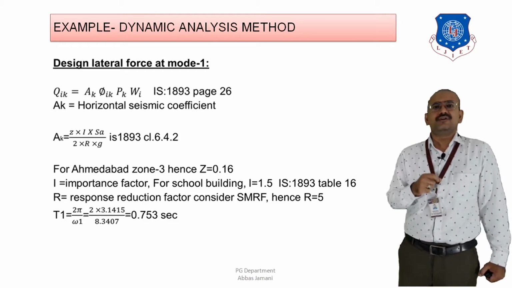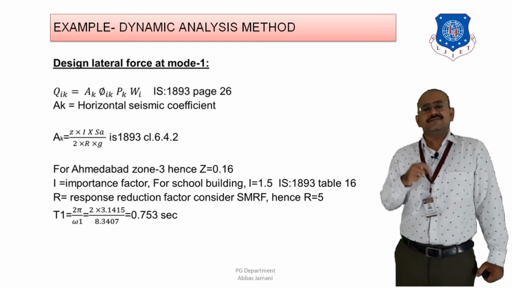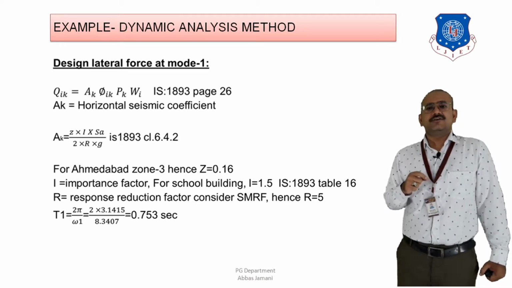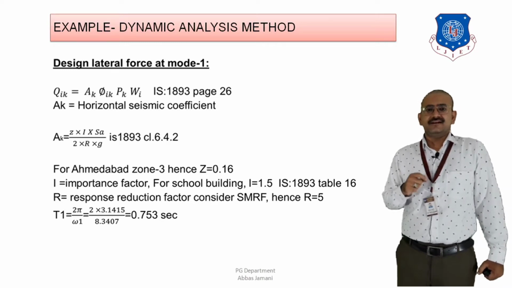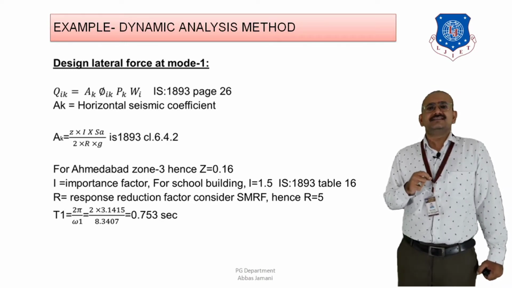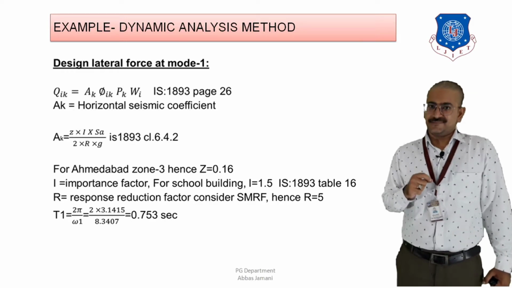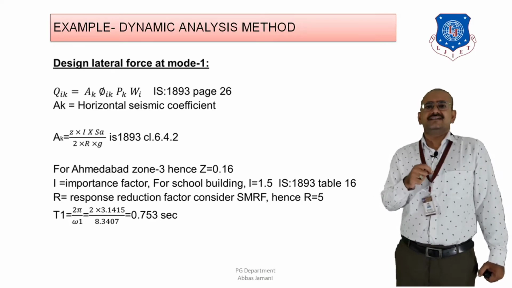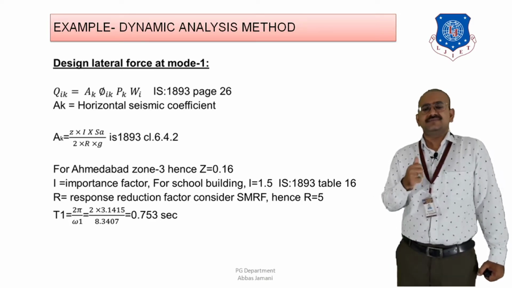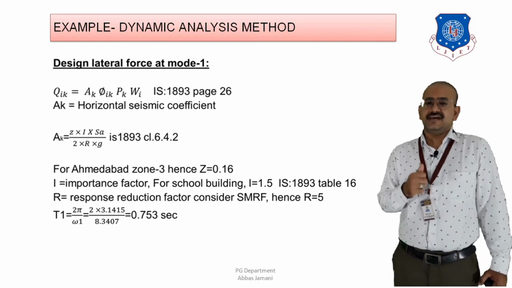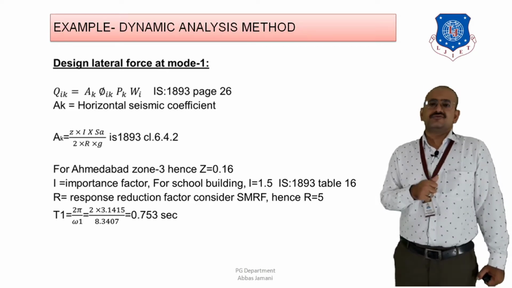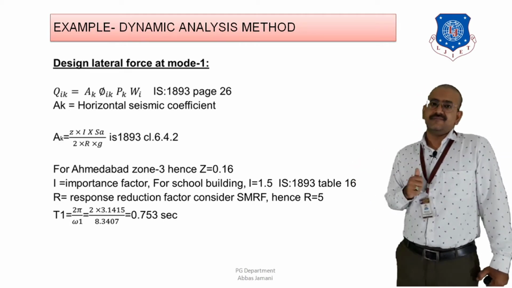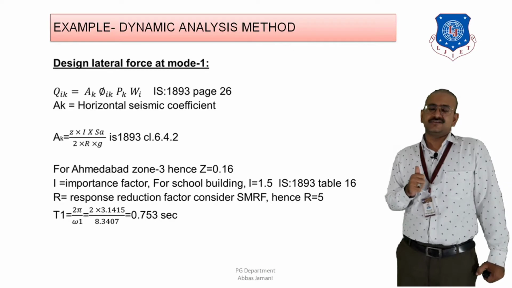So if I want to calculate the design lateral forces for first mode, then the first thing that I need is the value of Ak, that is the design horizontal spectrum at mode k, that is the mode 1. So it is given by Ak is equal to ZISa by 2Rg, right? Now the building is located in Ahmedabad, so the value of Z is going to be based on the zone factor, and Ahmedabad as per IS 1893, or as per the seismic map of India, is located in zone 3. So therefore I will take the value of Z is equal to 0.16 based on the reference of IS 1893 seismic zone map.